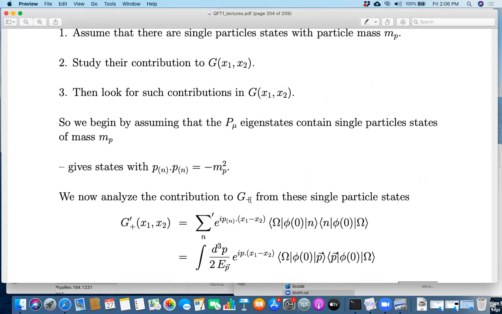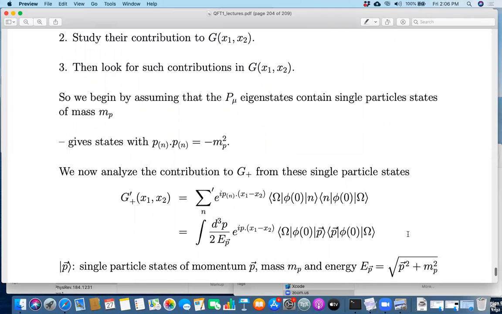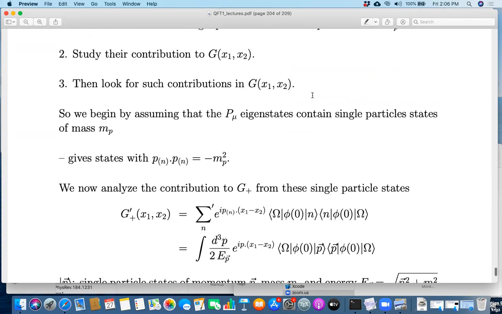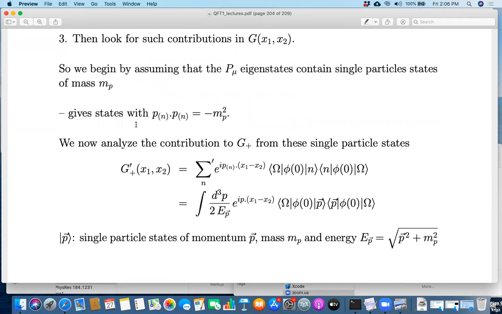Okay. So this contribution, now we are not talking about the full contribution to G₊, but only part of the contribution that comes from single particle states. If there are different particles of different masses, then this will be repeated for every single particle state separately, and then you can add up their contributions. But right now let's assume that there is one kind of particle of mass m_P, and we are trying to calculate their contribution.